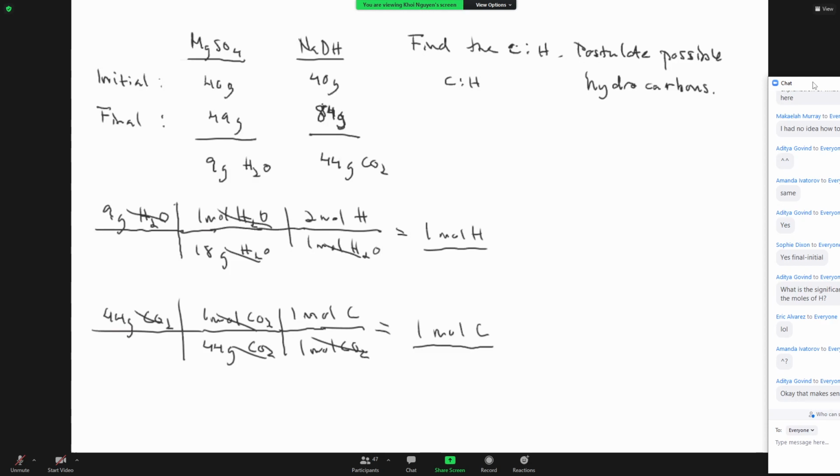I had a question come in. How do I know that 1 mole of H2O makes 2 moles of hydrogen? There's 2 H's in H2O. So that's why. And then there's only 1 carbon in CO2. So that's why.